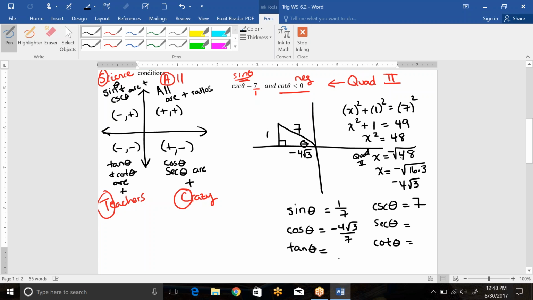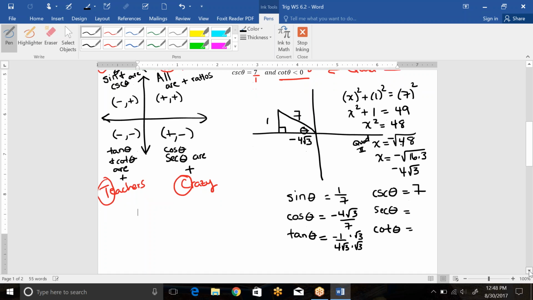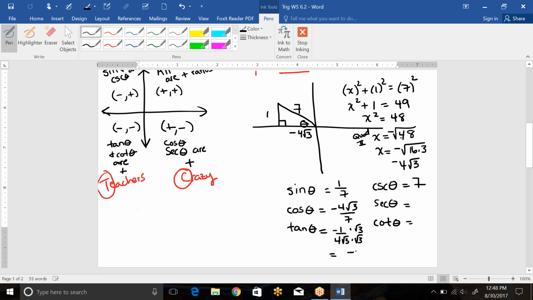So it's 1 over negative 4, or negative 1, 4 square root of 3 is the bottom. We would rationalize that by multiplying top and bottom by a square root of 3. So it looks like my tangent is going to be negative square root of 3 over, that's going to be square root of 9, so that's 3. 4 times 3 is 12. So it's kind of a funny answer. So that's my tangent. There's my cosine.